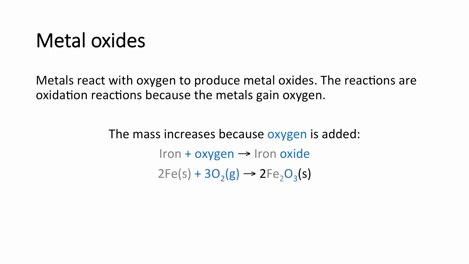The simple equation for this is 2 moles of Fe will react with 3 moles of oxygen to make 2 moles of iron(II) oxide. As I said, this is oxidation because oxygen has been added to the metal.